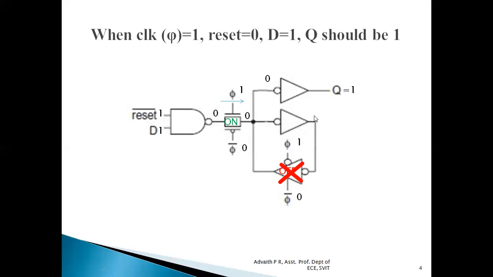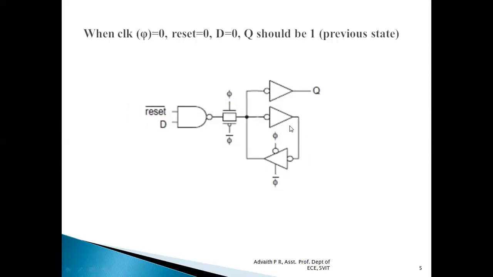Similarly, this 0 will also be inverted over here and it will be present over here. But because this entire tri-state buffer is open circuited, it cannot be transferred to this particular point. So this is the first case for our truth table. Next, let us consider one more case.